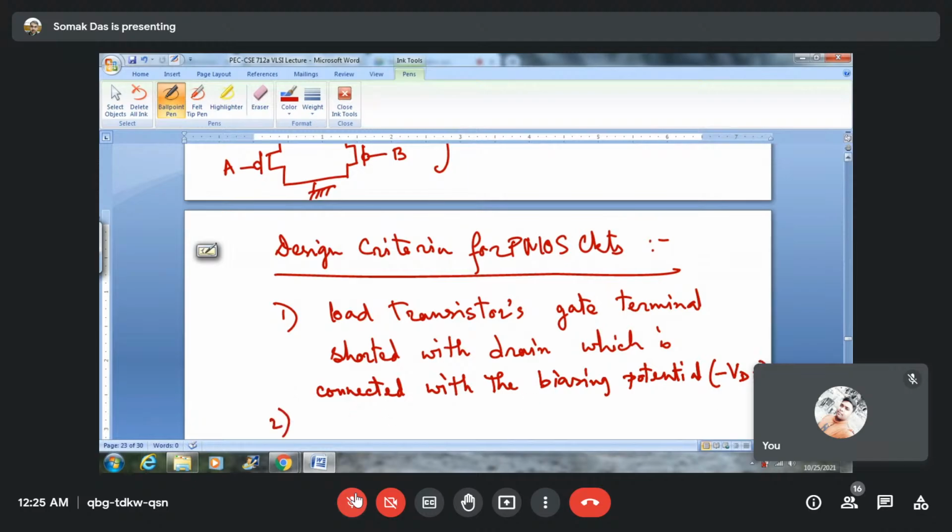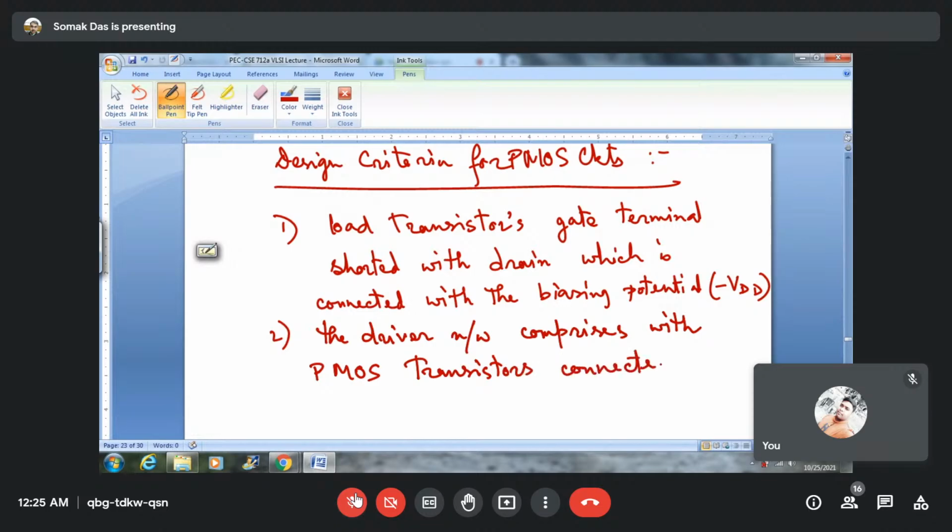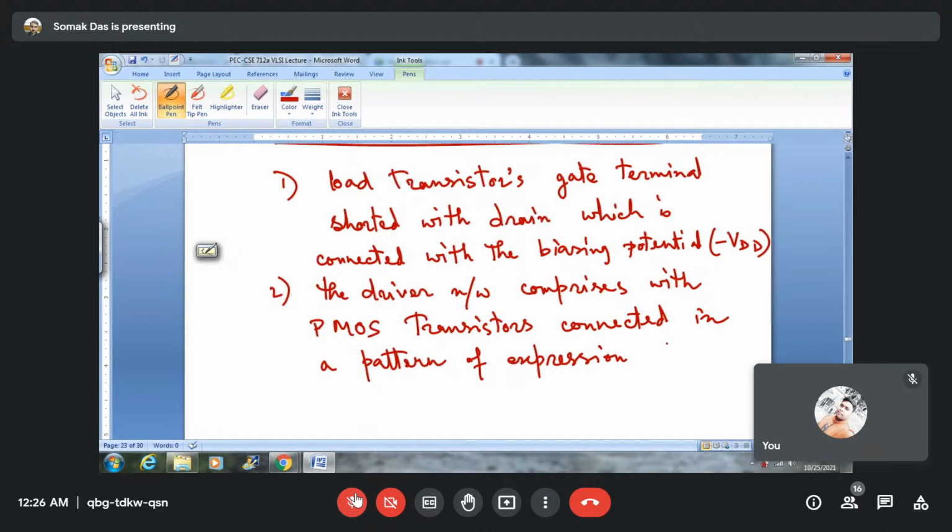Second, the driver network comprises PMOS transistors connected in a pattern of expression simplified in an inverted form.